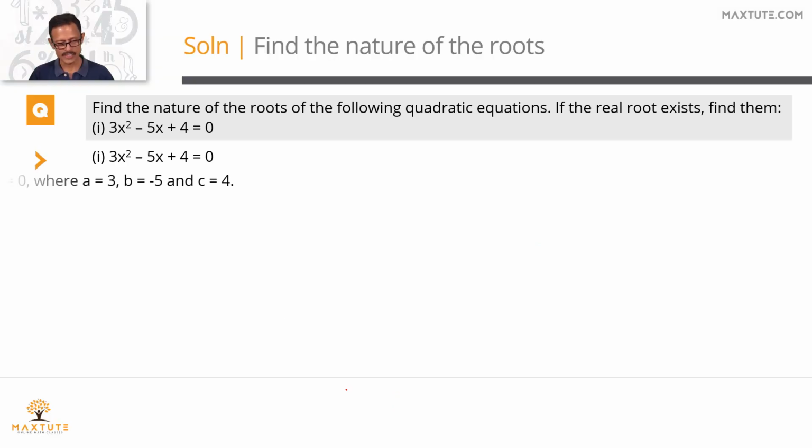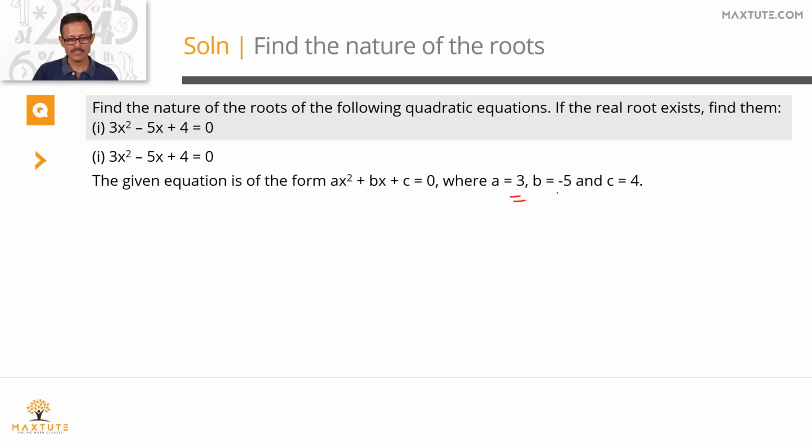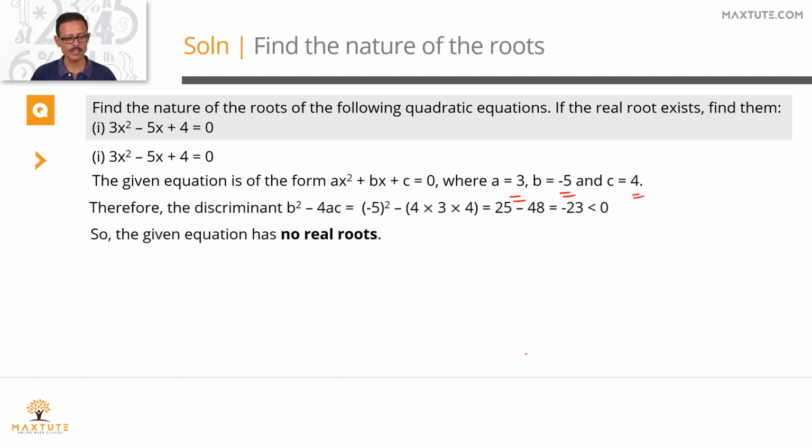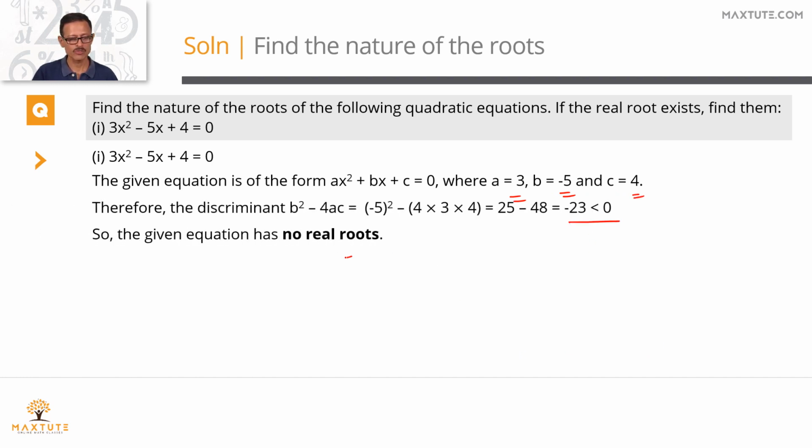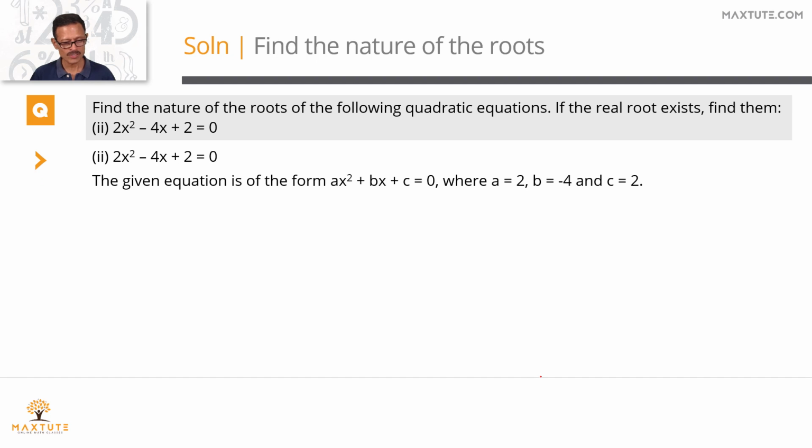Right now, let's quickly run through the discriminant for the first one. A equals 3, B equals minus 5, C equals 4. So, you're computing B square minus 4AC, which is negative, so no real roots. Move on to this case.